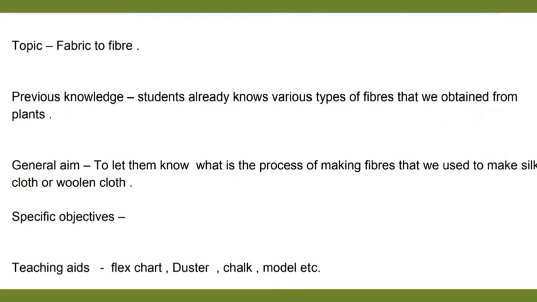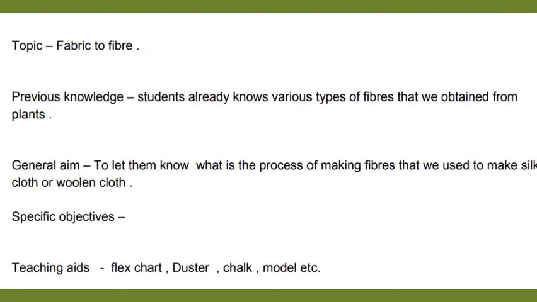Now for previous knowledge, we have to write what students are already aware of. So here students are aware of different types of fibers that we obtain from plants. They are aware of cotton and other simple things that are very common. So they are aware of that.